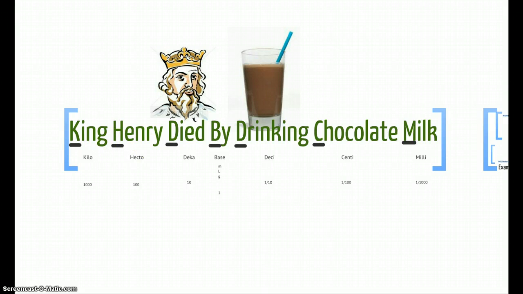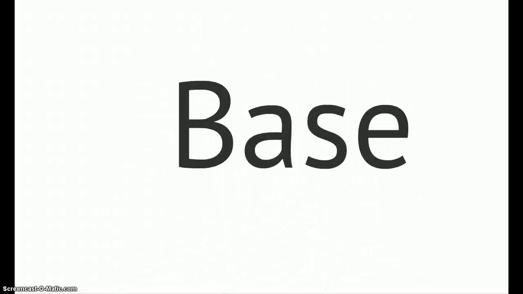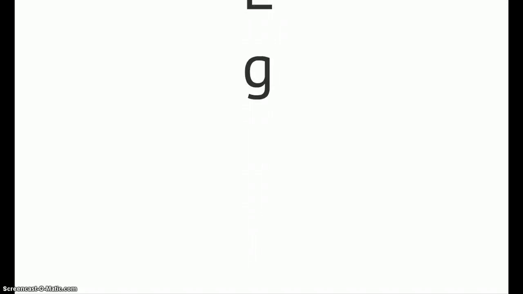King Henry died by drinking chocolate milk. The K in king stands for kilo, which means 1,000 times larger than the gram. Hecto stands for 100. Deca stands for 10. The base is our basic units, which would be meters, liters, and grams. And that stands for 1. So deci would be 1/10, means I need to divide by 10. Centi means 1 over 100. So there are 100 centimeters in a meter.